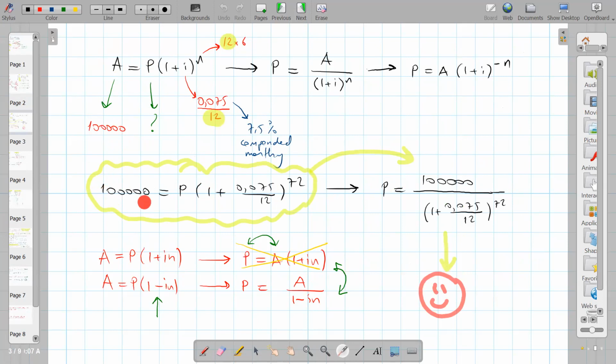So as you see here, you need to invest some amount of money so that after 6 years, with an interest rate of 7.5% compounded monthly, you are going to receive 100,000 rand. So that's such a question. So how do we leave P alone? You just divide 100,000 by that whole thing.